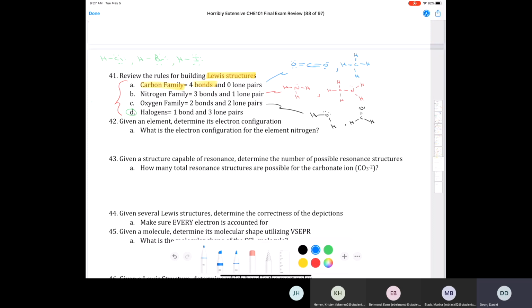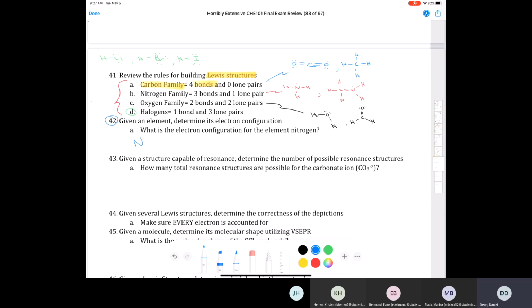The next one, electron configuration. This is an old chestnut. When we looked at the structure of an atom, we talked about what electrons, protons, and neutrons are. We discussed the history of those subatomic particles. And then we discussed how electrons are arranged in orbitals, and we talked about what an s orbital, a p orbital, a d orbital, and an f orbital are. And then we discussed electron configuration. So it says here, what is the electron configuration for the element nitrogen?